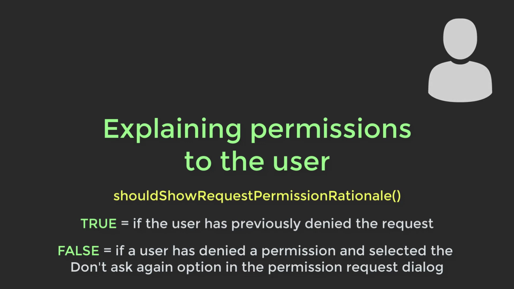If a user keeps trying to use functionality that requires the permission but keeps denying the permission request, that probably means that the user doesn't understand why the application needs the permission to provide that functionality. In a situation like that, it's probably a good idea to show an explanation and explain to the user why he or she should enable it.